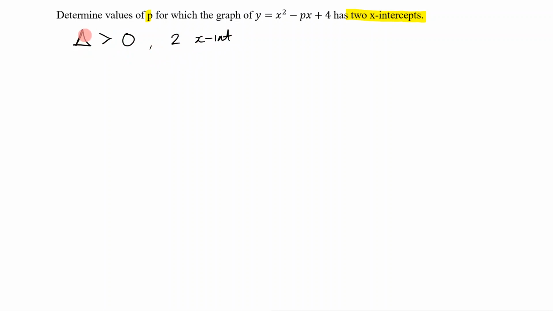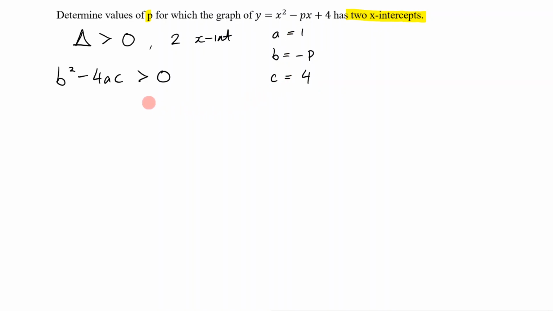Now we know what our discriminant is. It's b squared minus 4ac, which is going to be greater than 0. We now need to sub in the relevant values here. So looking at this, we can tell what a, b, and c are going to be. So a is just my coefficient of x squared, which is just 1. My b is my coefficient of x, which is negative p. And my c is just going to be positive 4.